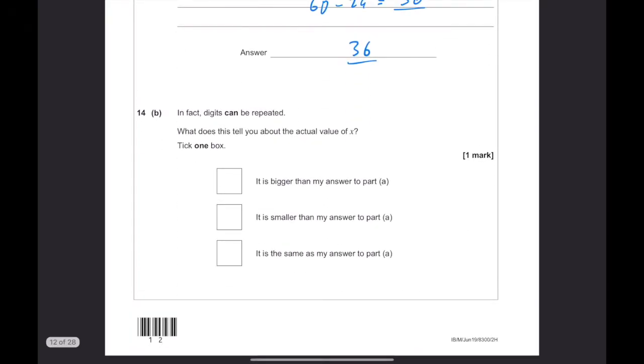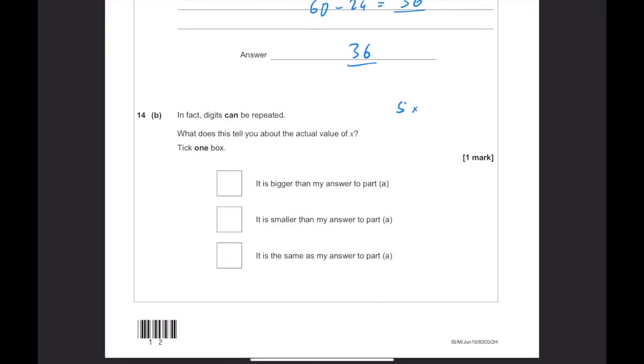In fact, digits can be repeated. What does this tell you about the actual value of x? So instead of 5 times 4 times 3, it's going to be 5 times 5 times 5, which is 125. And Mel will be 4 times 4 times 4, which is 64, in which case, as you can see, x is actually going to be a lot bigger.